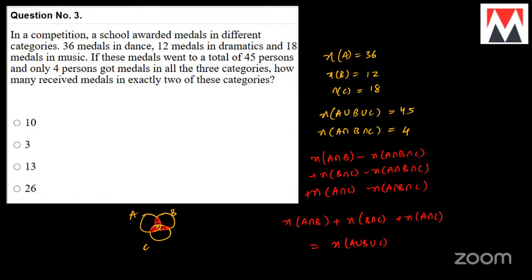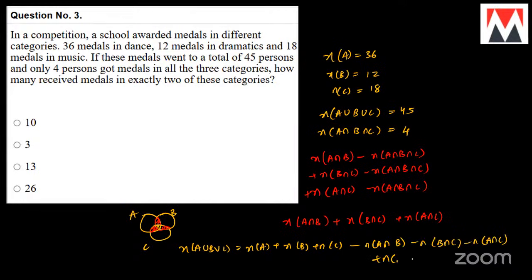We'll write it as a whole formula. So you have n of A union B union C is equal to n of A plus n of B plus n of C minus n of A intersection B minus n of B intersection C minus n of A intersection C plus n of A intersection B intersection C. Right? This is the formula.